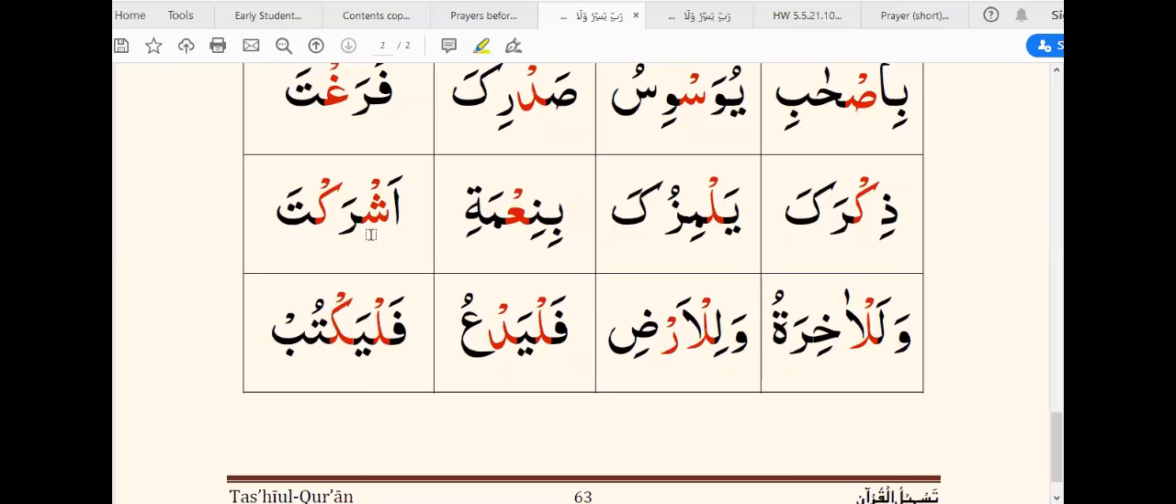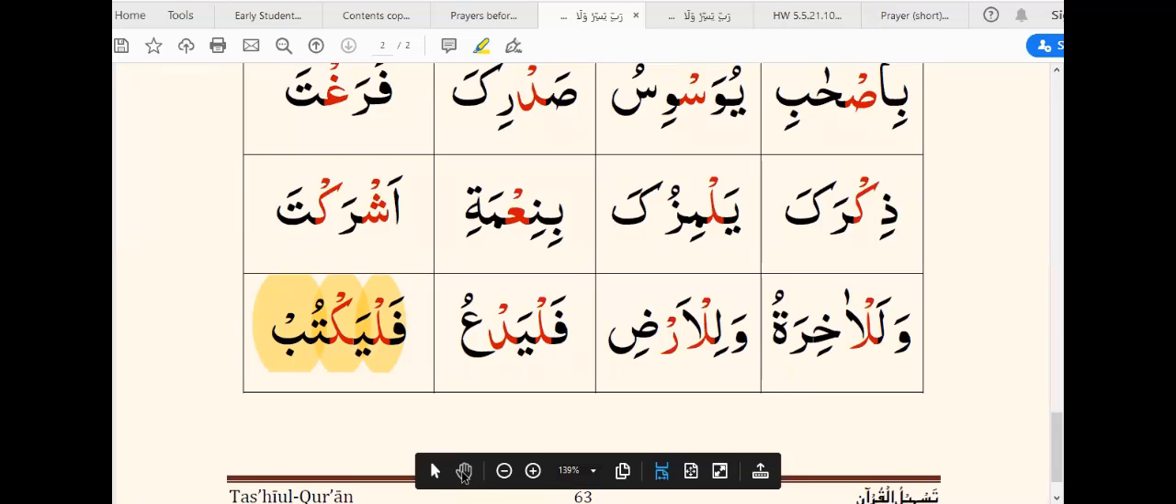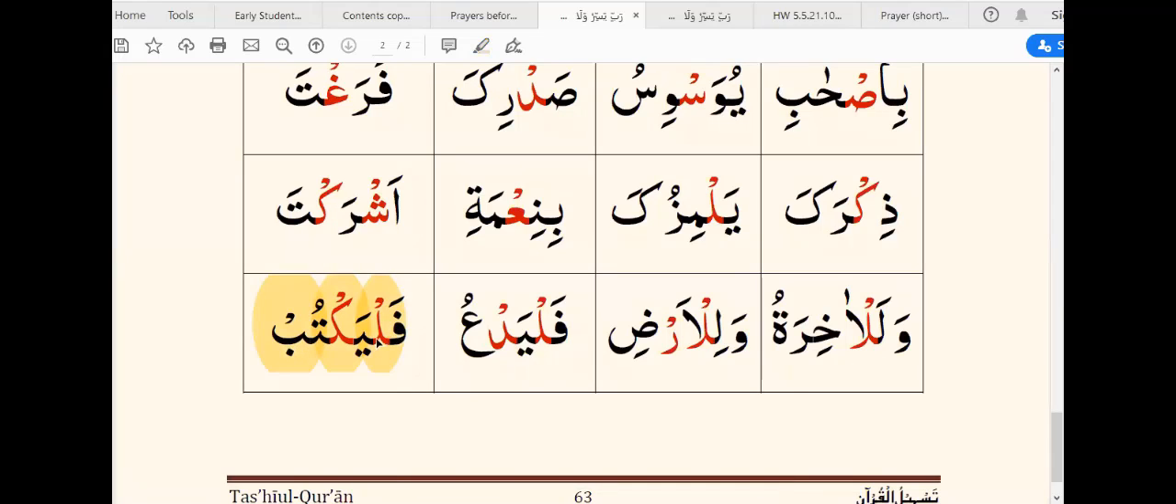Over here we have 3 letters with the sukoon. So we have letter lam, letter kaf, and letter ba. So we're going to join letter fa with lam. Fal. Ya with kaf. Yak. And ta with ba. Tub. Fal. Yaktub. Well done. Mashallah. Very well read.